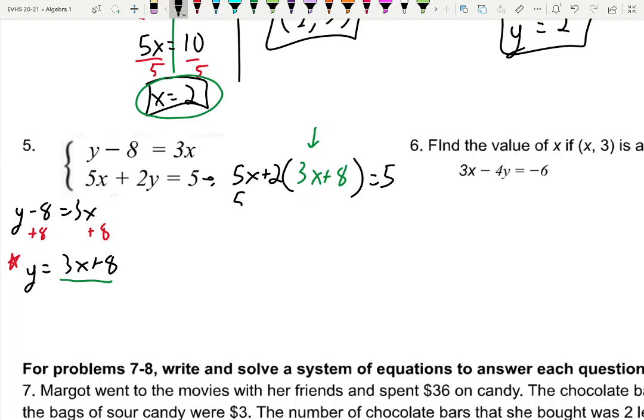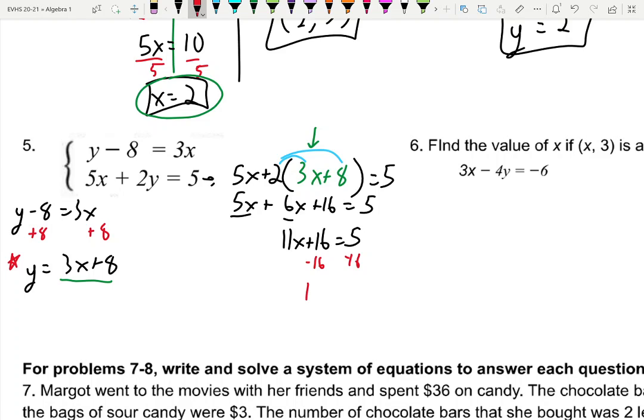Now our solving steps. 5x. Now we're going to distribute the 2. So that's going to give me plus 2 times 3x is 6x. 2 times 8 is 16 equals 5. Now let's combine our like terms. We got 5x and 6x makes 11x plus 16 equals 5. Now let's subtract 16 on both sides.